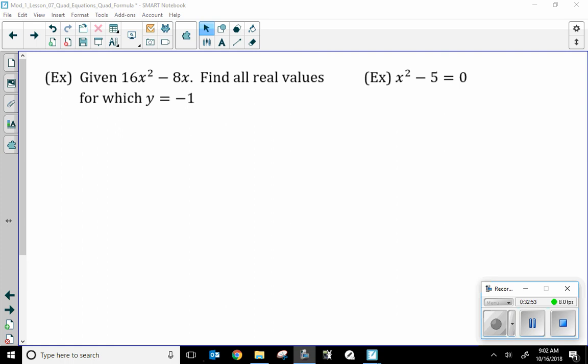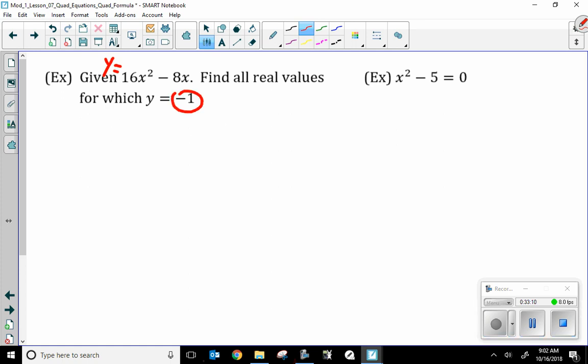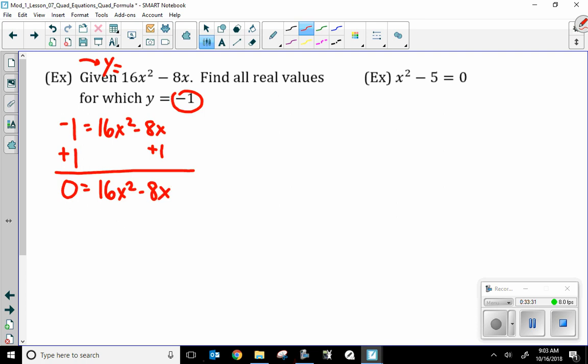All right, let's use the quadratic formula some more. If we had 16x squared minus 8x, find all real values for which y equals negative 1. This is y. That's an equation. So if y equals negative 1, I'm just going to throw negative 1 in for y. Negative 1 equals 16x squared minus 8x. Well, I'm going to set it equal to 0. That's the first thing I have to do. Plus 1, plus 1. 0 equals 16x squared minus 8x plus 1.